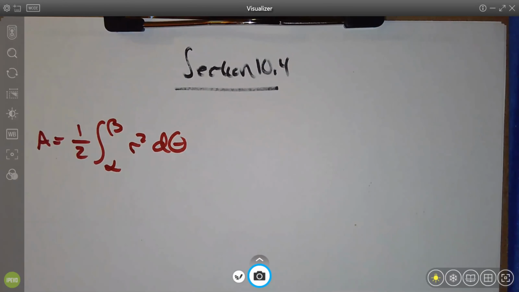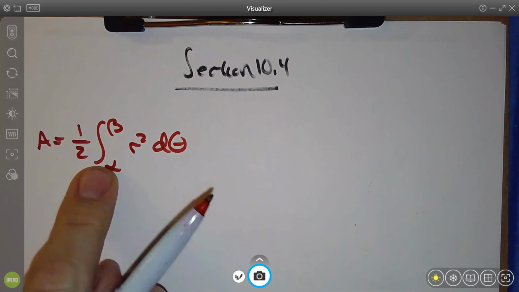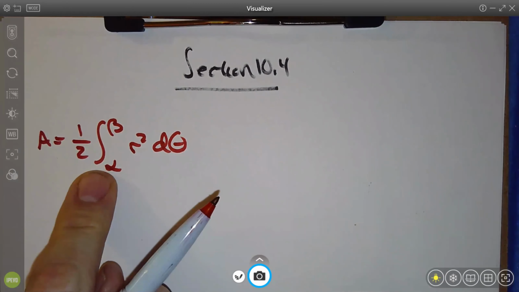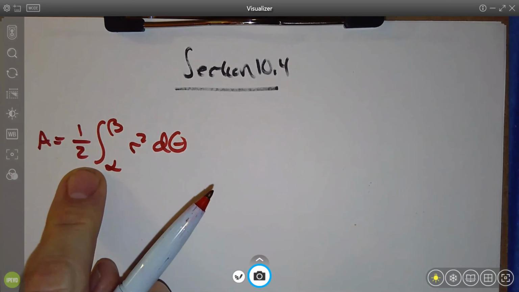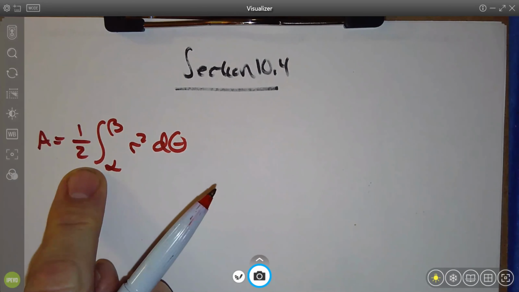So we're going to do a few more examples of area in polar coordinates, starting with this one. I believe it's called a lemniscate, is the correct term for a region like this. Now, as a quick reminder, the formula for the area in polar coordinates looks like this. It basically derives from the trigonometric formula for the area of a sector.